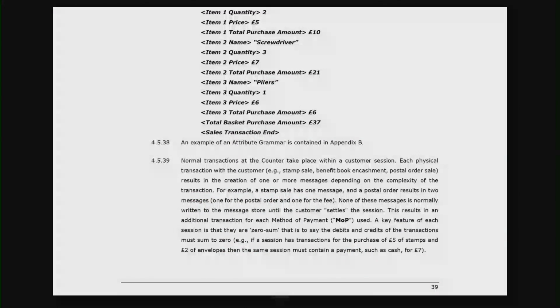You say that a key feature of each session is that they are zero sum. That's to say that the debits and credits of the transactions must sum to zero. Is that right? Yes.